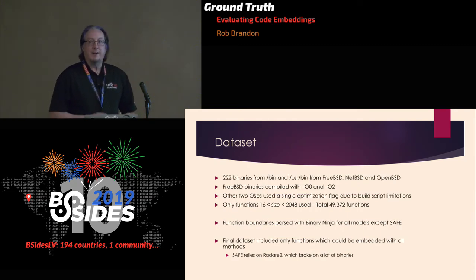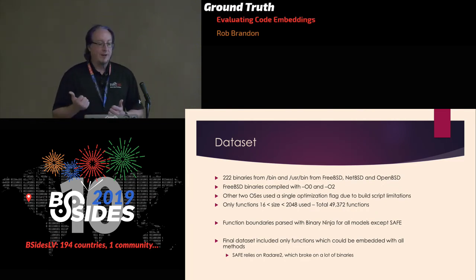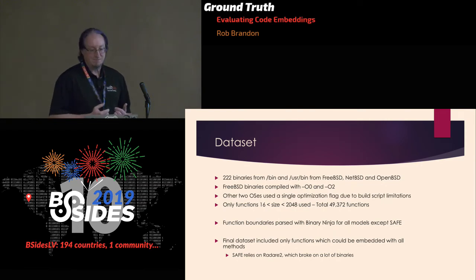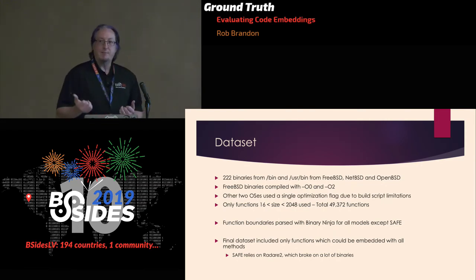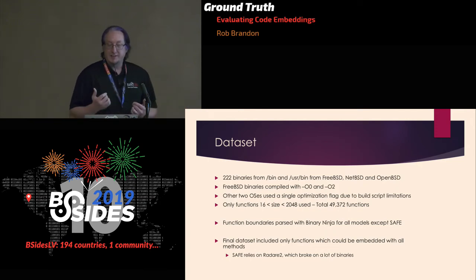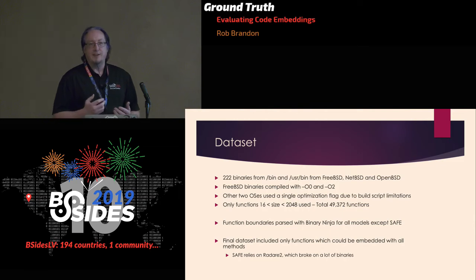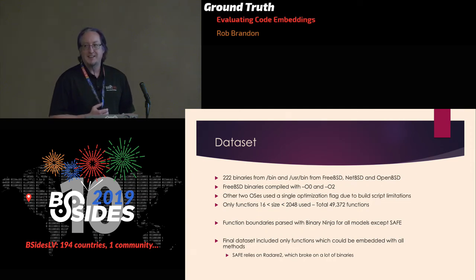So what I ended up getting out of this data set was 222 binaries. Each one of the binaries was present in either /bin or /usr/bin across all three operating systems. So your ls, your sh, whatever other binaries had a common name. The FreeBSD binaries I compiled with -O0 and -O2. NetBSD and OpenBSD, I unfortunately was not able to get the make.conf files to work for changing the optimization flags from the default. And after a couple days of banging my head on that, I just gave up.